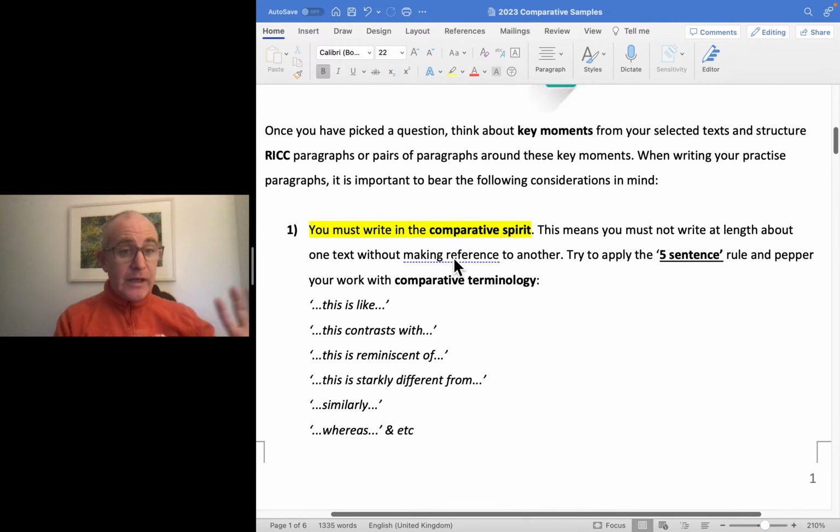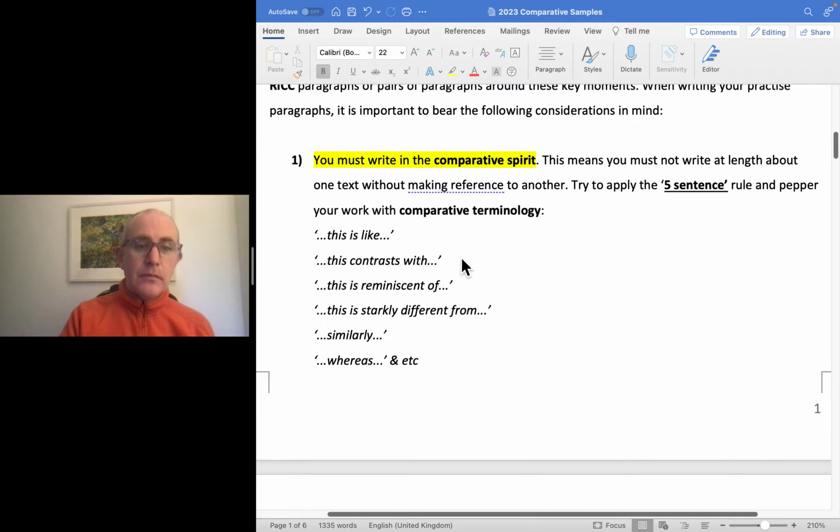So that you're not writing about one text at length before then moving on to the next text without any link between them, that you're constantly comparing and contrasting. There's a spirit of contrast and comparison throughout the paragraphs, throughout the whole essay. And that means including, everybody knows the comparative terminology, like "this contrasts with" and so on and so forth. So you need to have those links within your paragraphs. Again, I'll show you how to do that in subsequent videos. This is just an overview now.